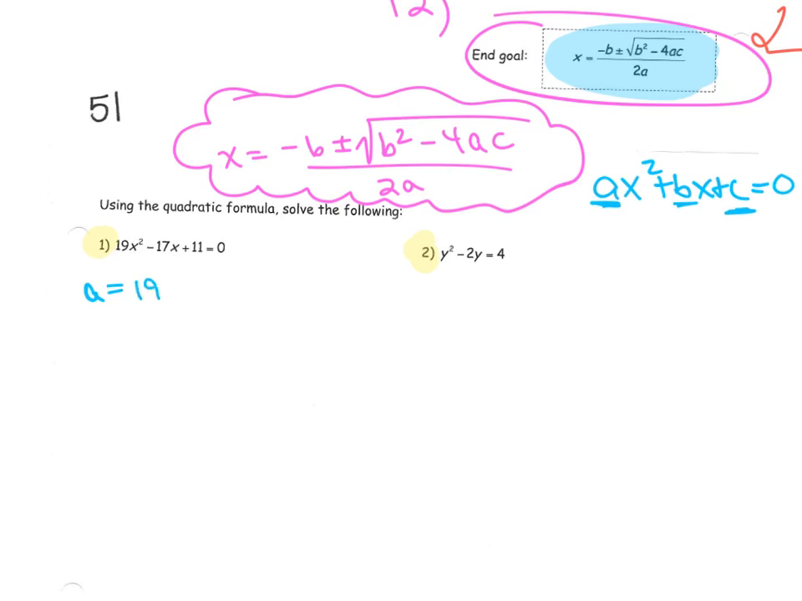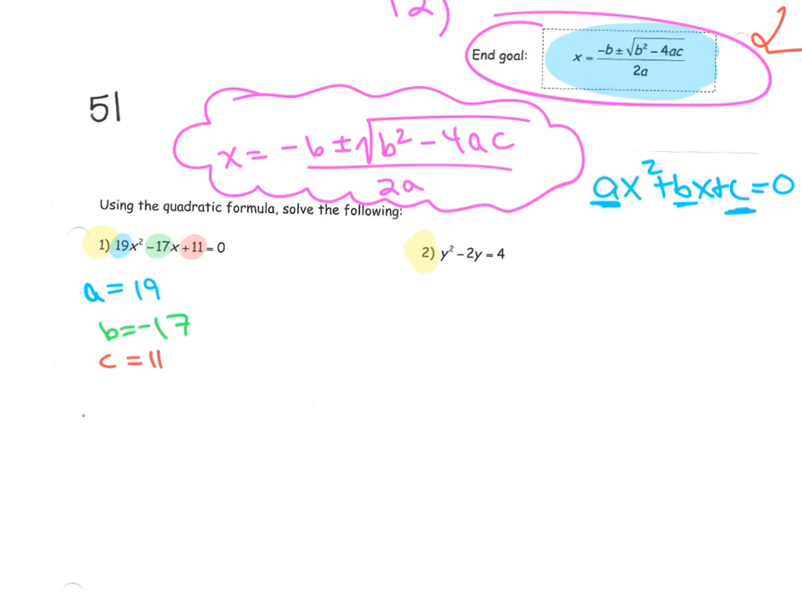So a here is 19, right, the number in front of the x squared. B is negative 17, the number in front of x. And then lastly, our constant is 11. So that's C. Okay, and now, guys, we're just going to fill in for the quadratic formula.